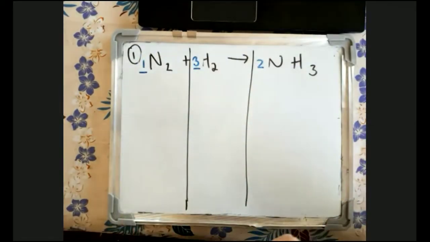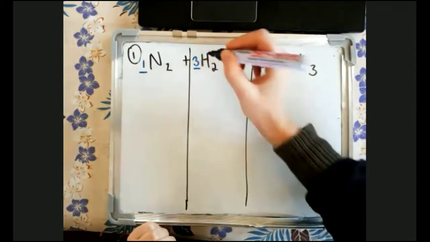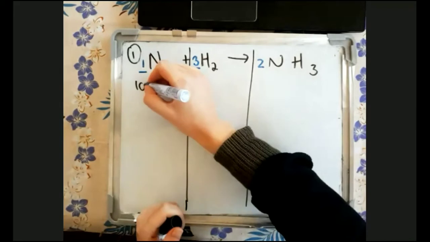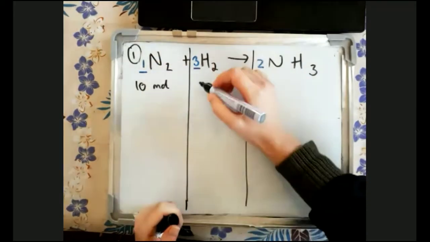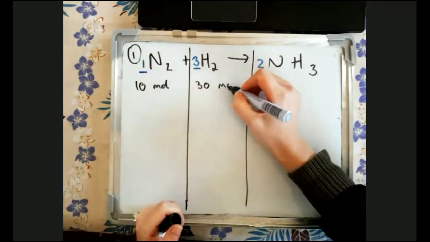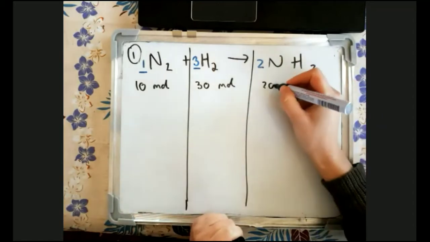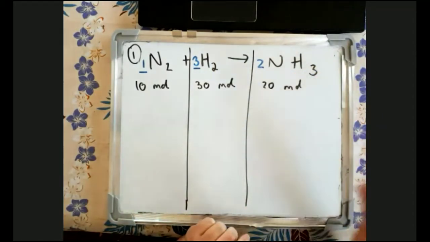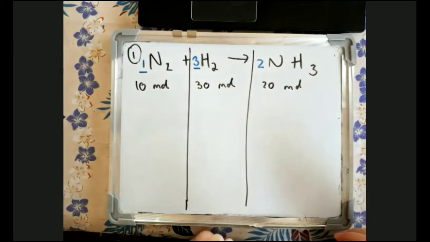Now, if I wanted to give you amounts, I don't have to give you 1, 3, and it forms 2. I could give you, I don't know, 10 mole of this, and it'll react with 30 moles of this, and it will give you 20 mole of the product. As long as it's following the ratio, it's absolutely fine. You could double it, you could times it by 10, you can times it by 100, it really doesn't matter.